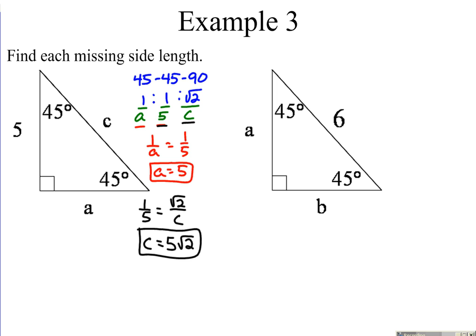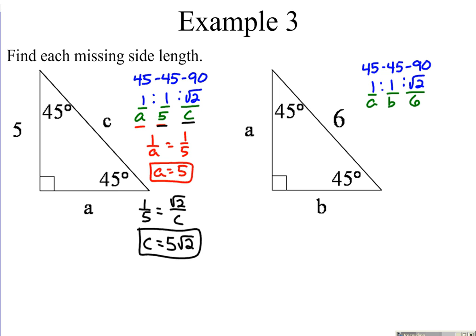Second triangle here. I'm going to start the same way. 45, 45, 90. It's 1 to 1 to root 2. Fill in the missing sides. Across from these two sides are A and B. Across from the 90-degree angle is 6.